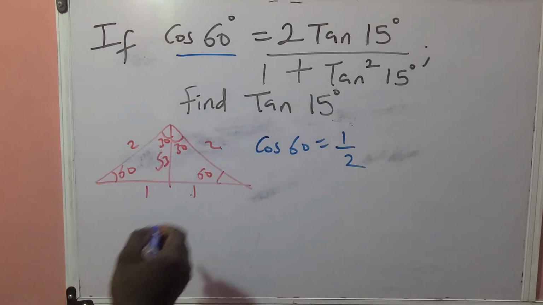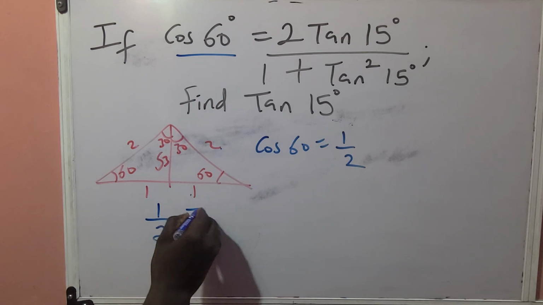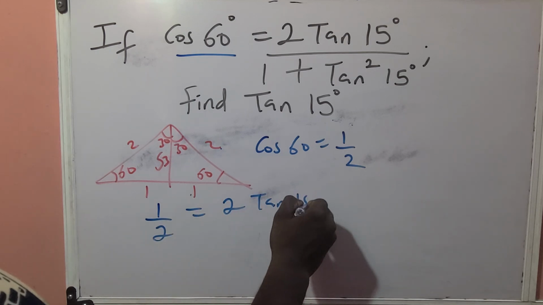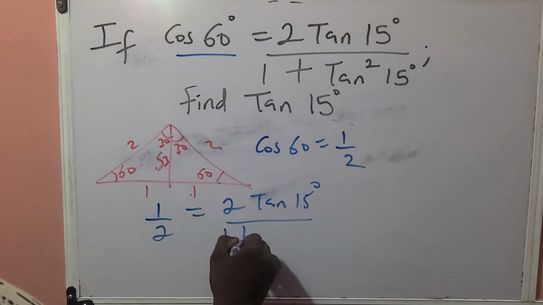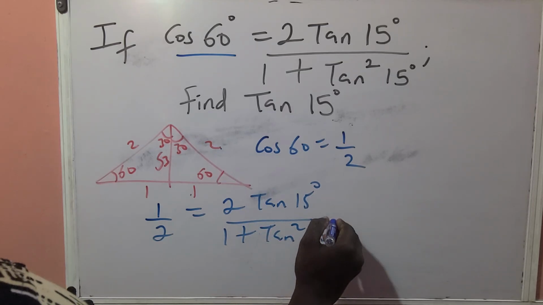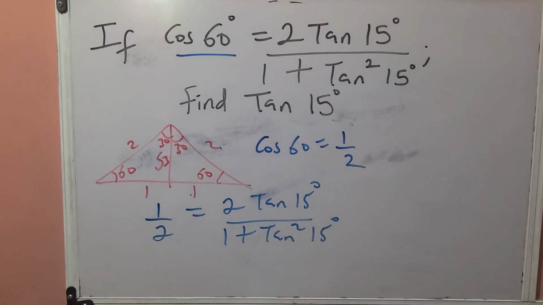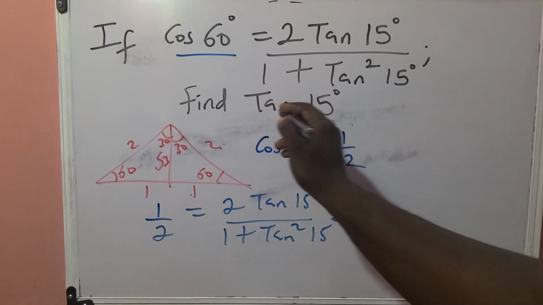So instead of writing cos 60 degree, I'm okay with writing 1 over 2 equals 2 tan 15 degree over 1 plus tan square 15 degree. All right, that's really great. So what is the next thing to do? Pay attention. I'll be using a very simplified approach because I always love to move in the simplest possible way. What if I decided to make tan 15 x? Don't forget, the question told us to find tan 15.